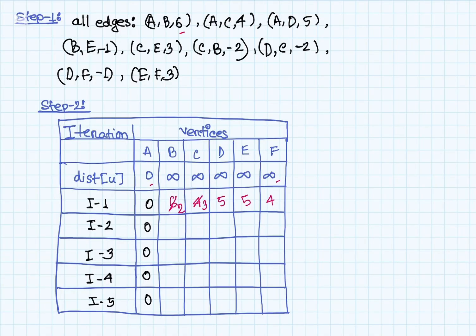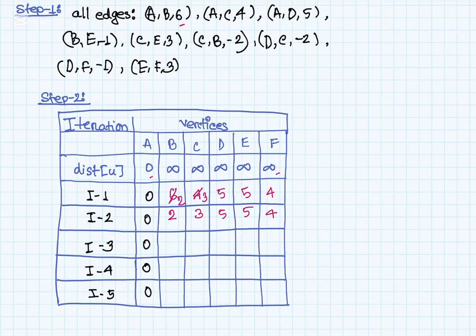A to B is 6, 6 is greater than 2, so we'll not be changing that. At first, let's write down the previous values, 2, 3, 5, 5, 4. A to C is 4, which is greater than 3, so we'll not be changing the value of C either. A to D is 5, it's already written down as 5, so no changes. B to E is -1, so 2 minus 1 equals 1, which is actually smaller than 5, so we will be changing the value of E from 5 to 1.